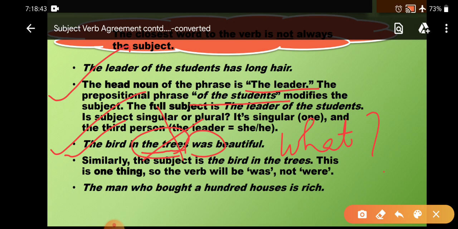Am I right? So, the third example, the man who bought 100 houses. What are we talking about, students? Are we talking about 100 houses? No. This is an adjective clause. If you remove the clause, you mean to say the man is rich. That's all. It's very simple.